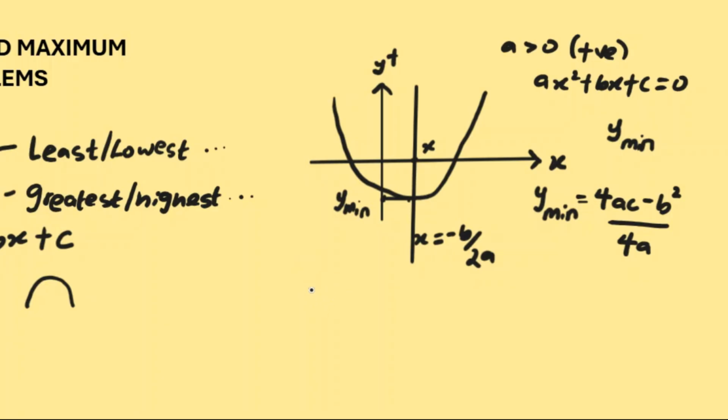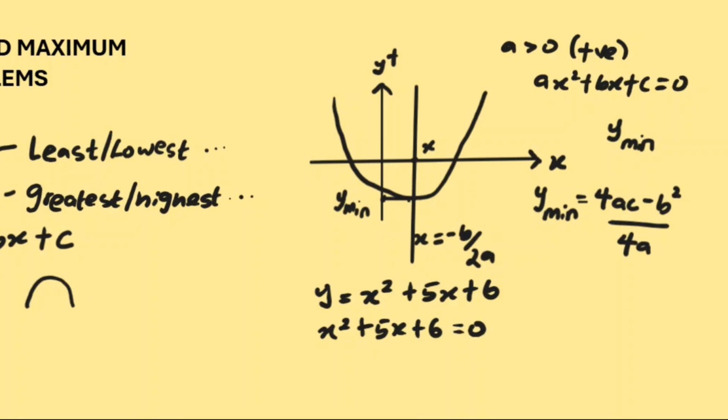Let's say that we have a quadratic equation y is equivalent to x squared plus 5x plus 6. Let's say our y function is equal to 0. That is x squared plus 5x plus 6 is equal to 0. From this, our a here is going to be 1. So our a is 1, our b is plus 5, and our c is 6.